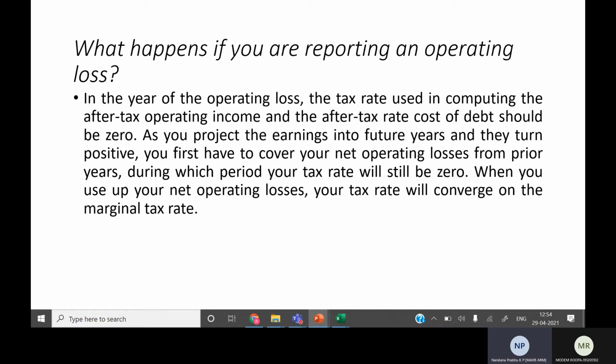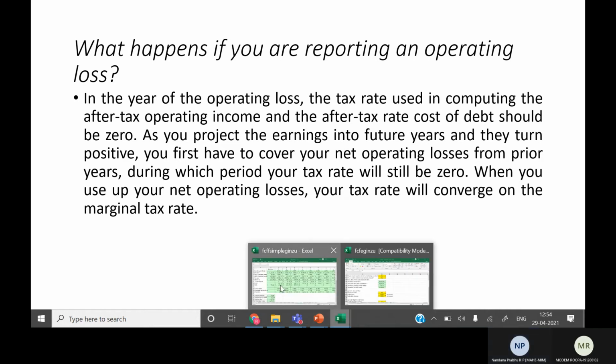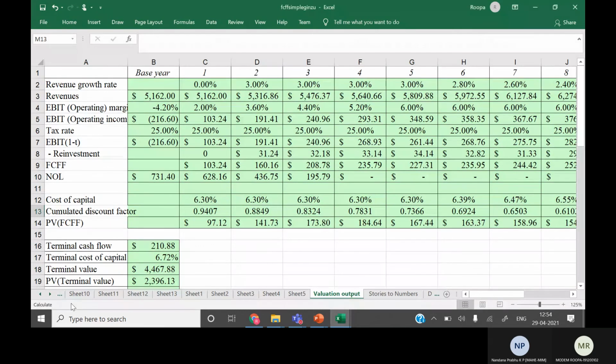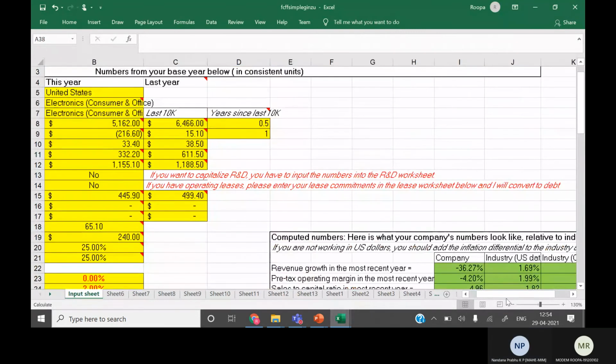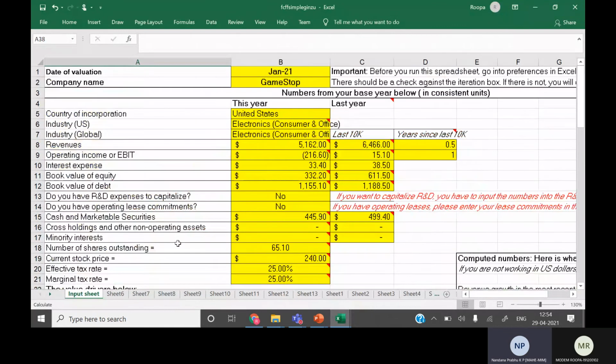What does this mean? Can we go to the free cash flow for firm valuation model? How is this theory used? We'll go to the input sheet. Please see here in row number 9, operating income is minus. It is operating loss. Then what is to be done? You will have to enter the net operating losses, so that the tax effect on operating losses will be considered.